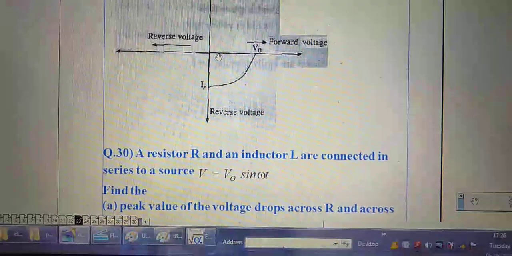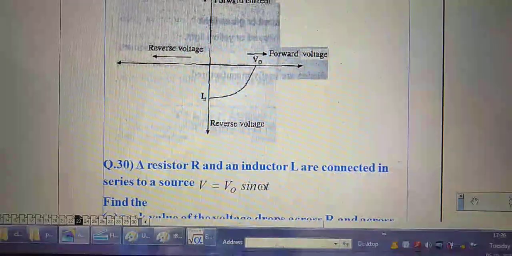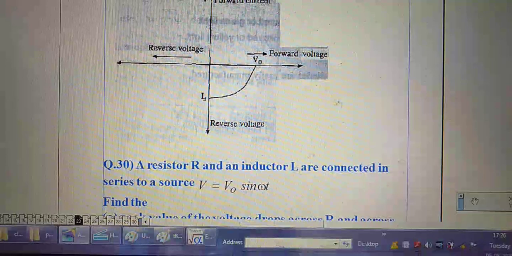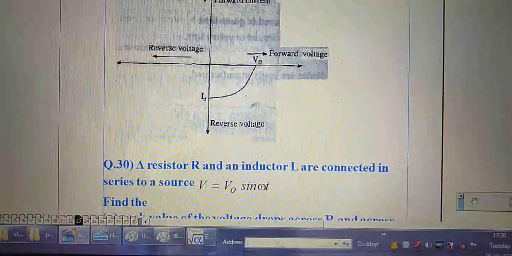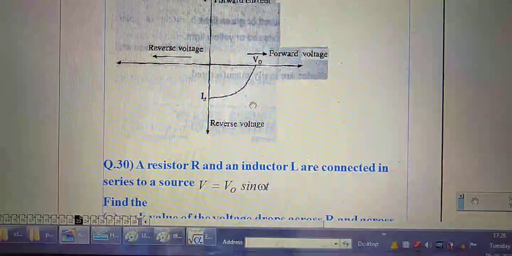And they asked to draw the graph. This is the IV characteristics graph, and this Isc is called the short circuit current.